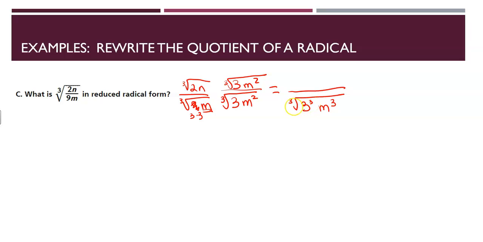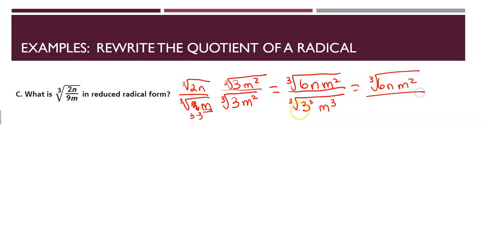Good, because I know if I'm taking the cubed root of something cubed, I can simplify it. Let's look up here. 2 times 3 would give me 6, and there's an n, and then an m squared. Now I'm going to go one more step. It doesn't look like I can simplify anything there, so I'm going to leave the numerator as it is.